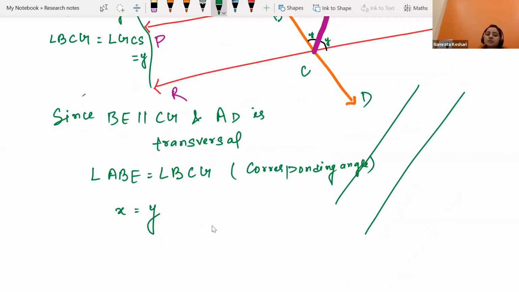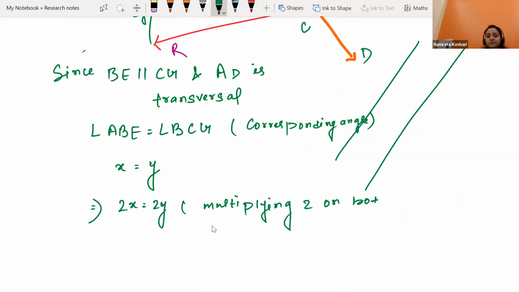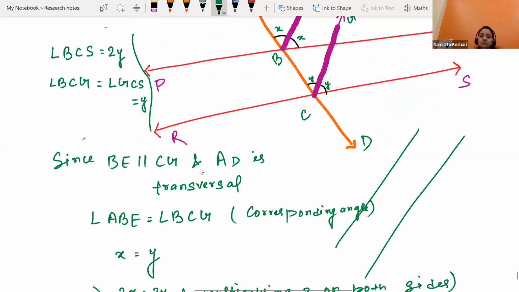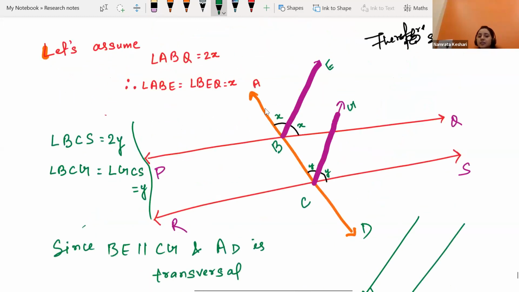Yes, ma'am. That means we can say that 2x is equal to 2y. Here we write multiplying 2 on both sides. We are allowed to do multiplication in an equation, right, Sara? When x is equal to y, of course 2x and 2y will be equal. Yes or no? Yes, ma'am.